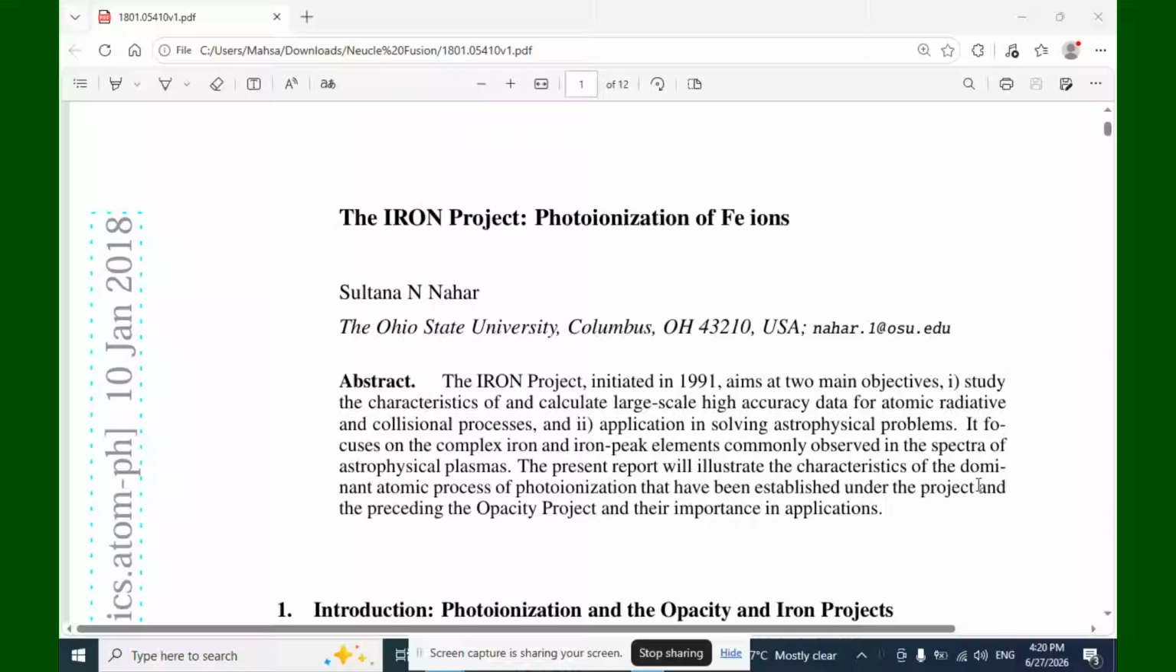The IRON Project, initiated in 1991, aims at two main objectives. The first is to study the characteristics of and calculate large-scale, high-accuracy data for atomic, radiative, and collisional processes. The next is application in solving astrophysical problems. It focuses on the complex iron and iron-peak elements commonly observed in the spectra of astrophysical plasmas.